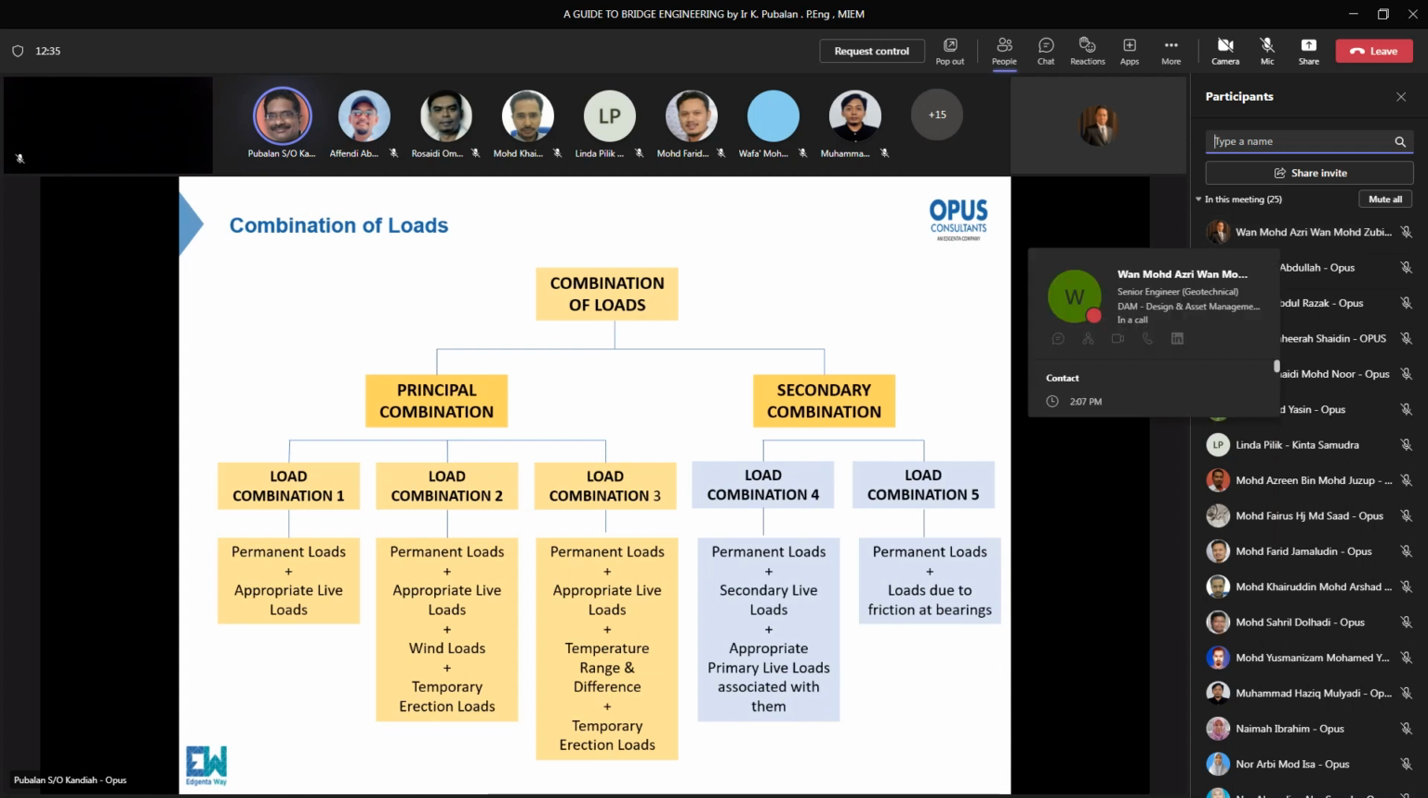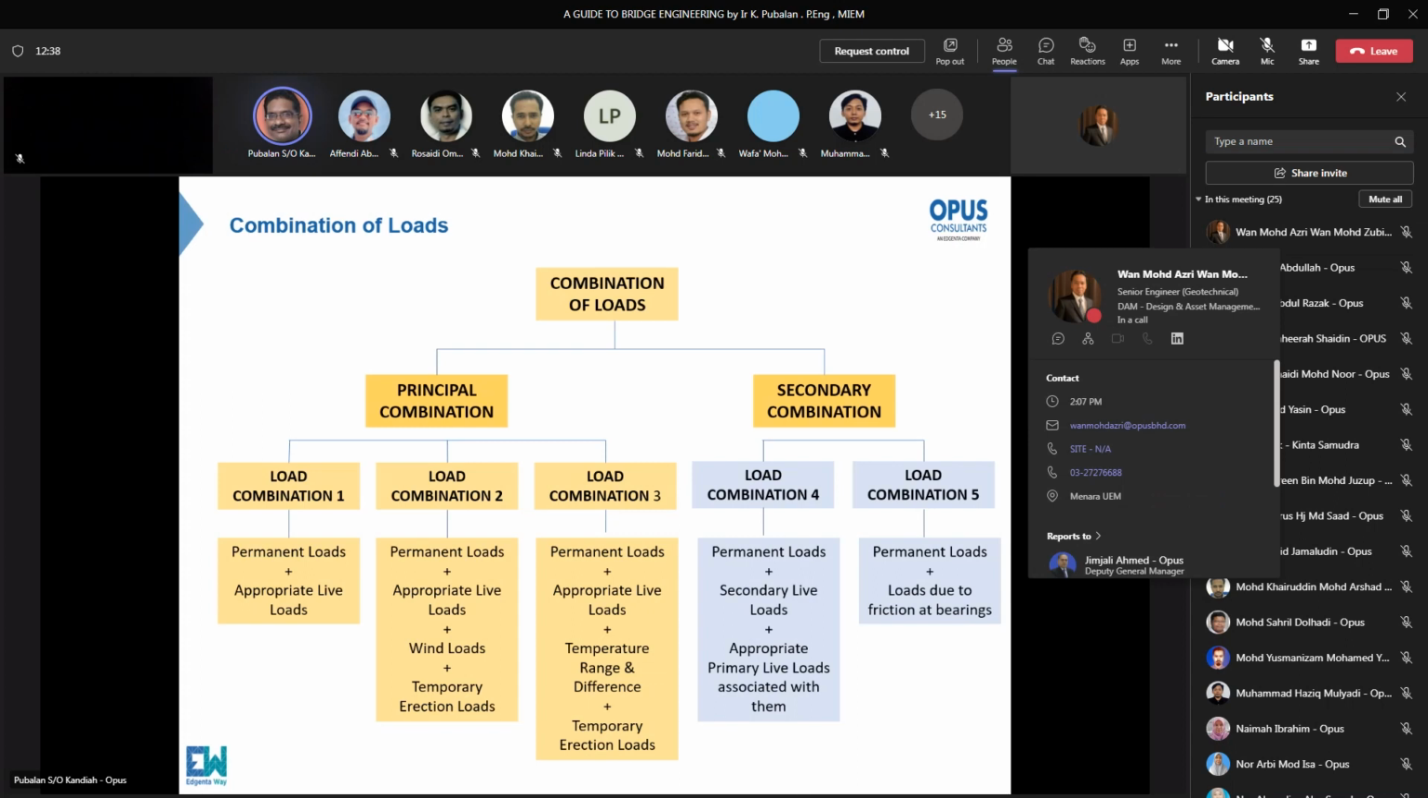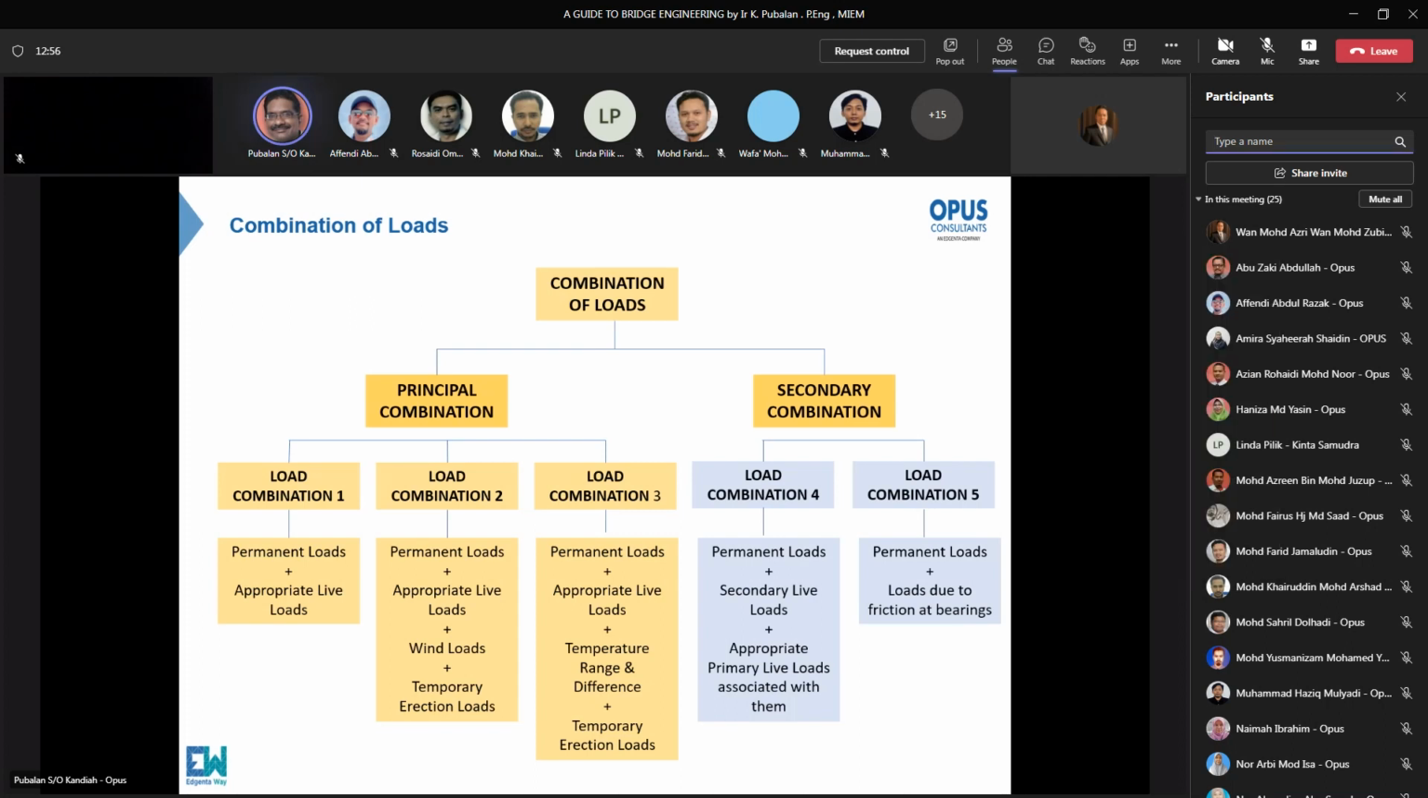Live load, generally you have the HA loading and HB loading. Later I will explain what is HA and HB. Apart from live loads, for bridges which is on a high terrain, you need to also design it for wind loads. Bridges only at high terrain, not the lower level ones.